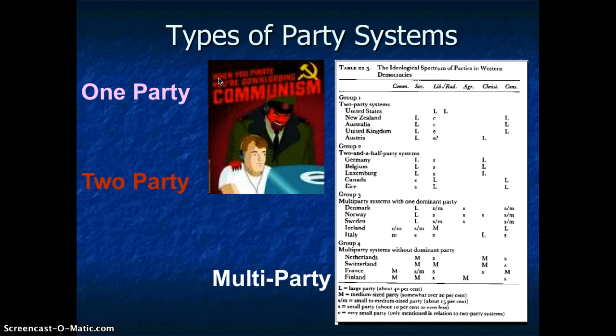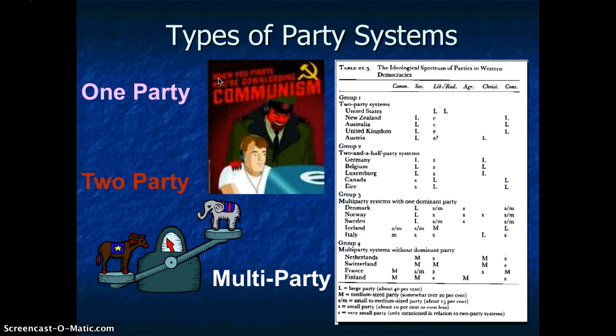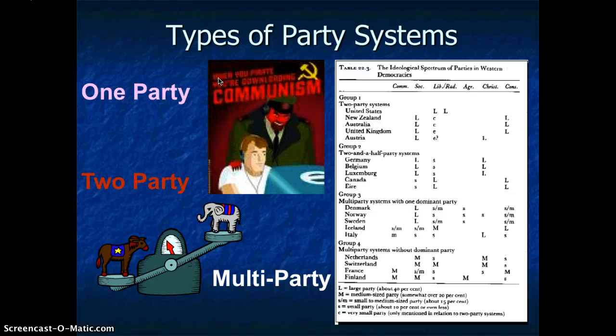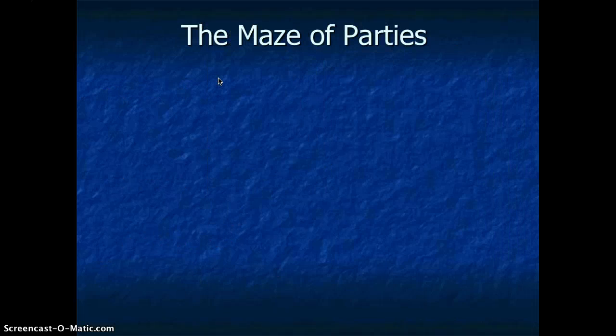The last type is a two-party system, and that's what we are here in the United States. We only have, on a national level, two major parties, and of course that would be the Democrats and the Republicans. We'll talk more about them in class in terms of who they are and what they believe in a little bit later on in this unit, so kind of stay tuned for that one.